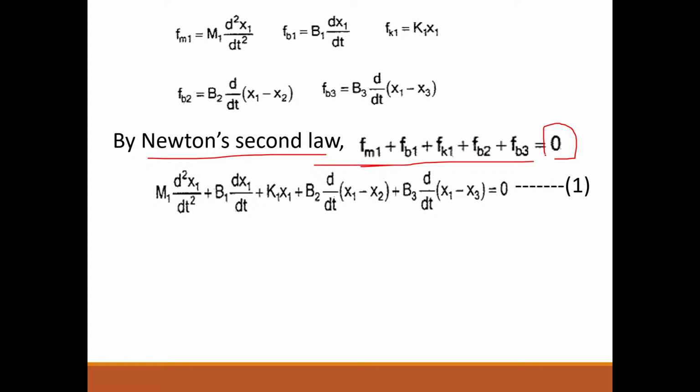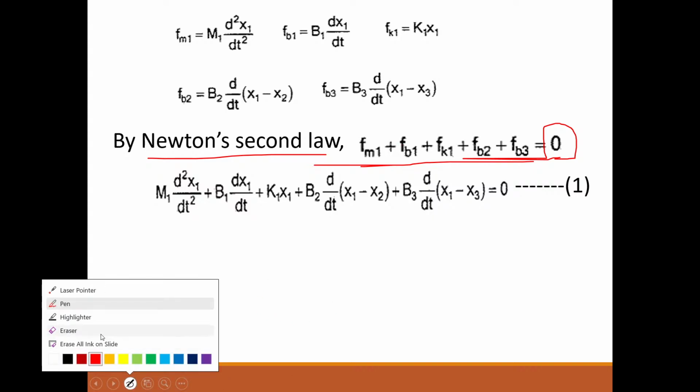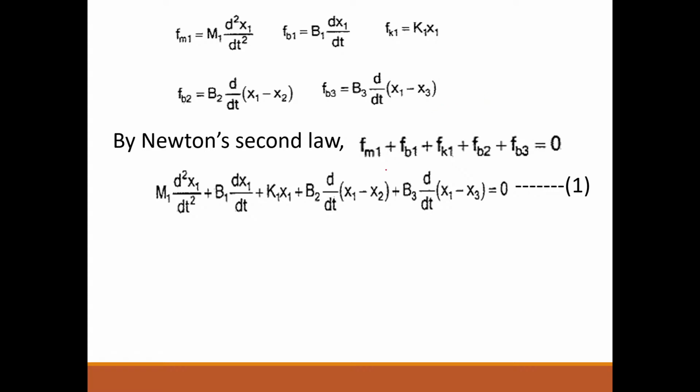So here there is no applied force at mass m1. So applied force is 0. 0 is equal to what? Opposing force due to mass m1, due to friction b1, opposing force due to the elastic element k1, opposing force due to another friction b2, and opposing force due to one more friction b3. So the sum of opposing forces is equal to the sum of the applied forces. So here there is no applied force, so applied force is 0.